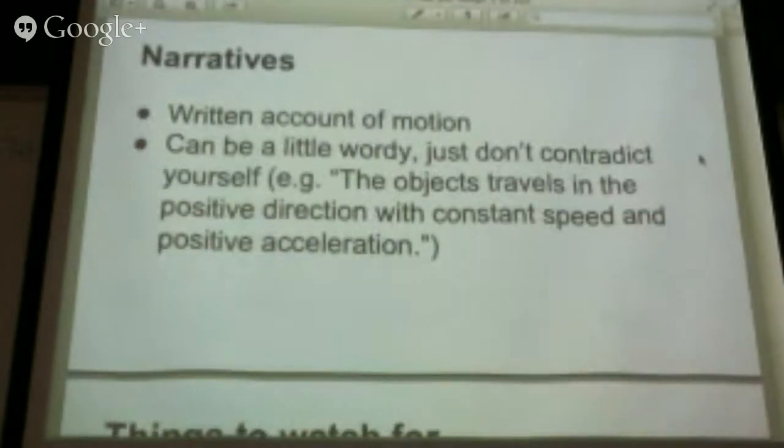So this is just a written account of motion. Your English teacher probably wouldn't approve of how this is written because it's really repetitive and redundant, and it says the same thing multiple times.